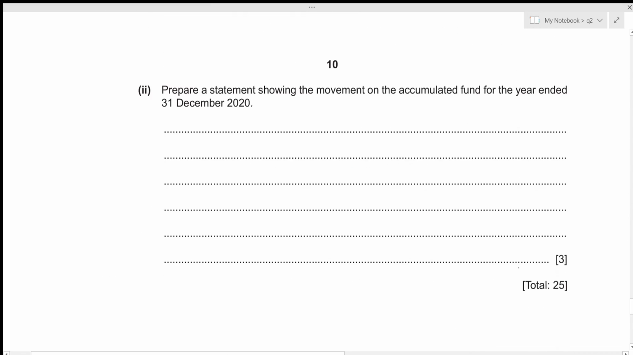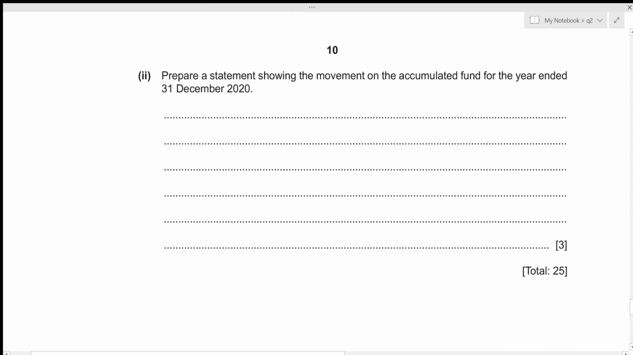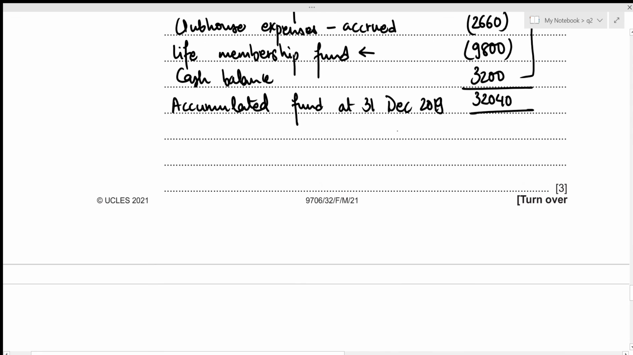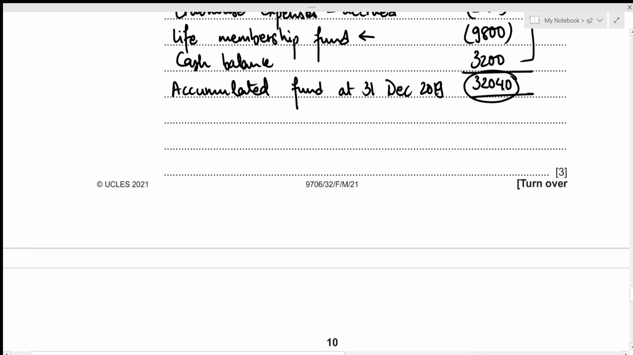Now, for the second part, we need to prepare a statement showing the movement on the accumulated fund for the year ended 31st December 2020. Okay, so we will start with the opening balance. So that's accumulated fund at the opening date of 1 January 2020. And the closing value for last year will just be the opening value for this year, right? So that's going to be 32,040. Let's write it down.